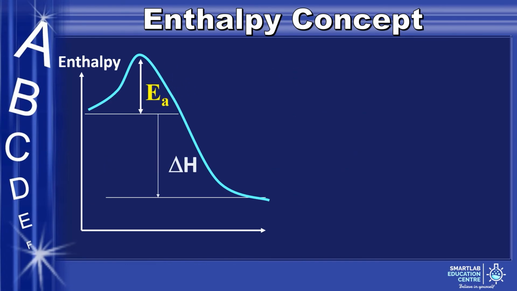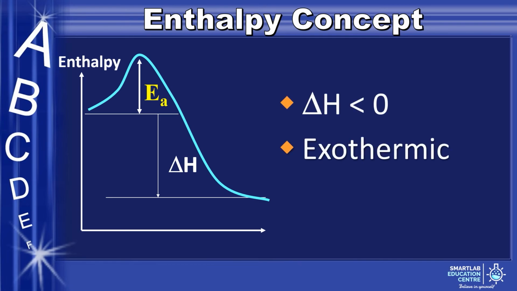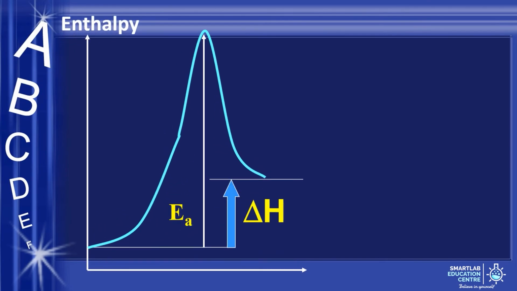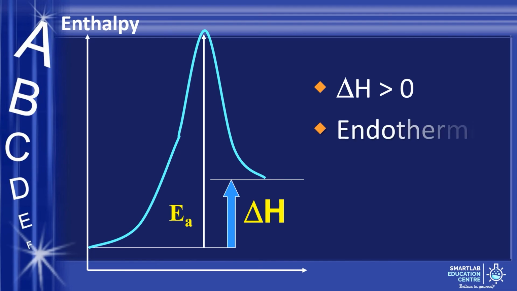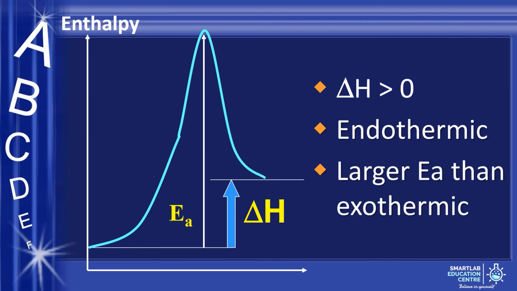In this diagram, the enthalpy change is less than 0, and thus is exothermic. On the other hand, in this diagram, the enthalpy change is more than 0, and is thus endothermic, and usually for endothermic reactions, the activation energy is larger than that of exothermic reactions.